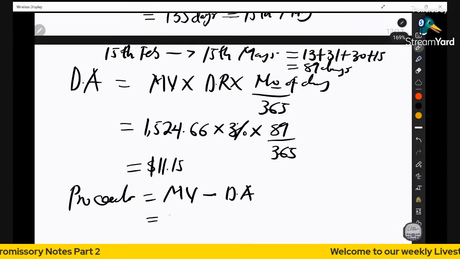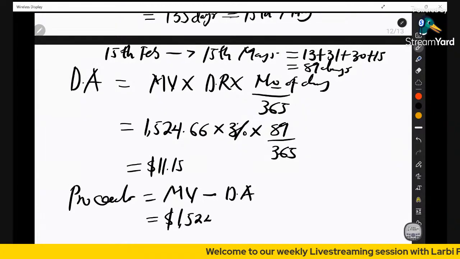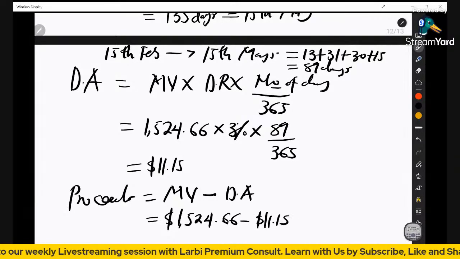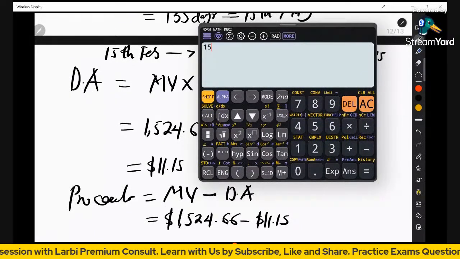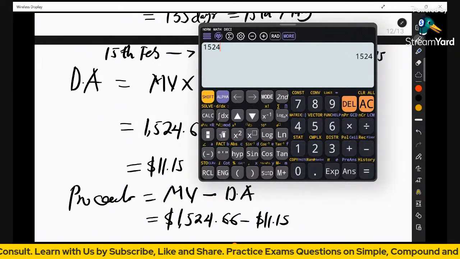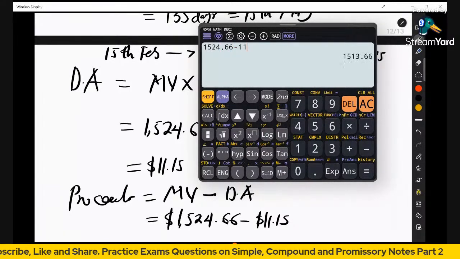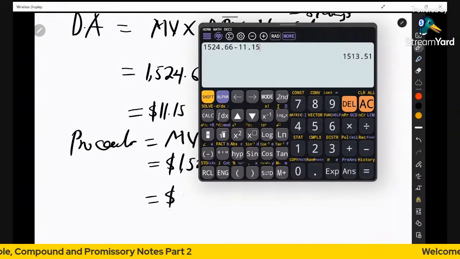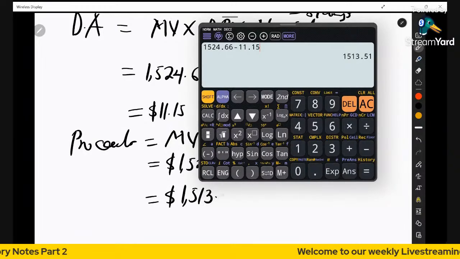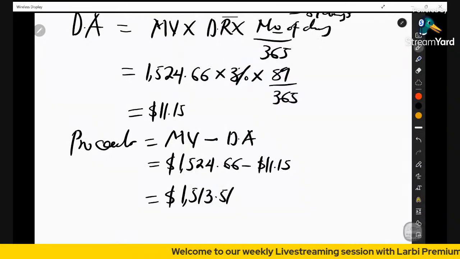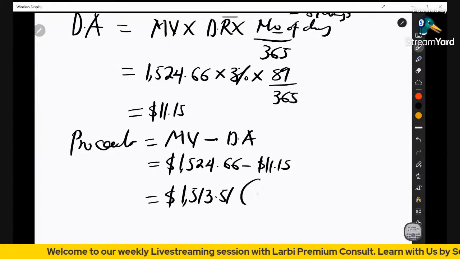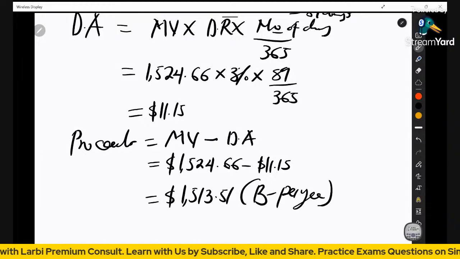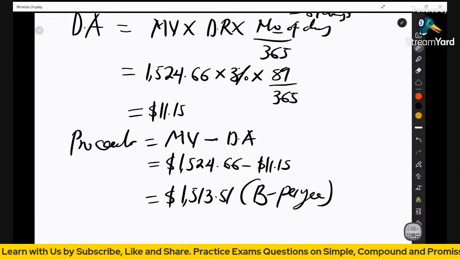So what are we getting? We have here 1524.66 minus 11.15. And what are we getting at the end of the day? 1524.66 minus 11.15. So this is what we're going to be left with at the end of the day. You have 1513.51. So this is what you're going to pay towards party B, who is the payee of the note, as proceeds. So this is the whole issue about promissory notes and discounting.